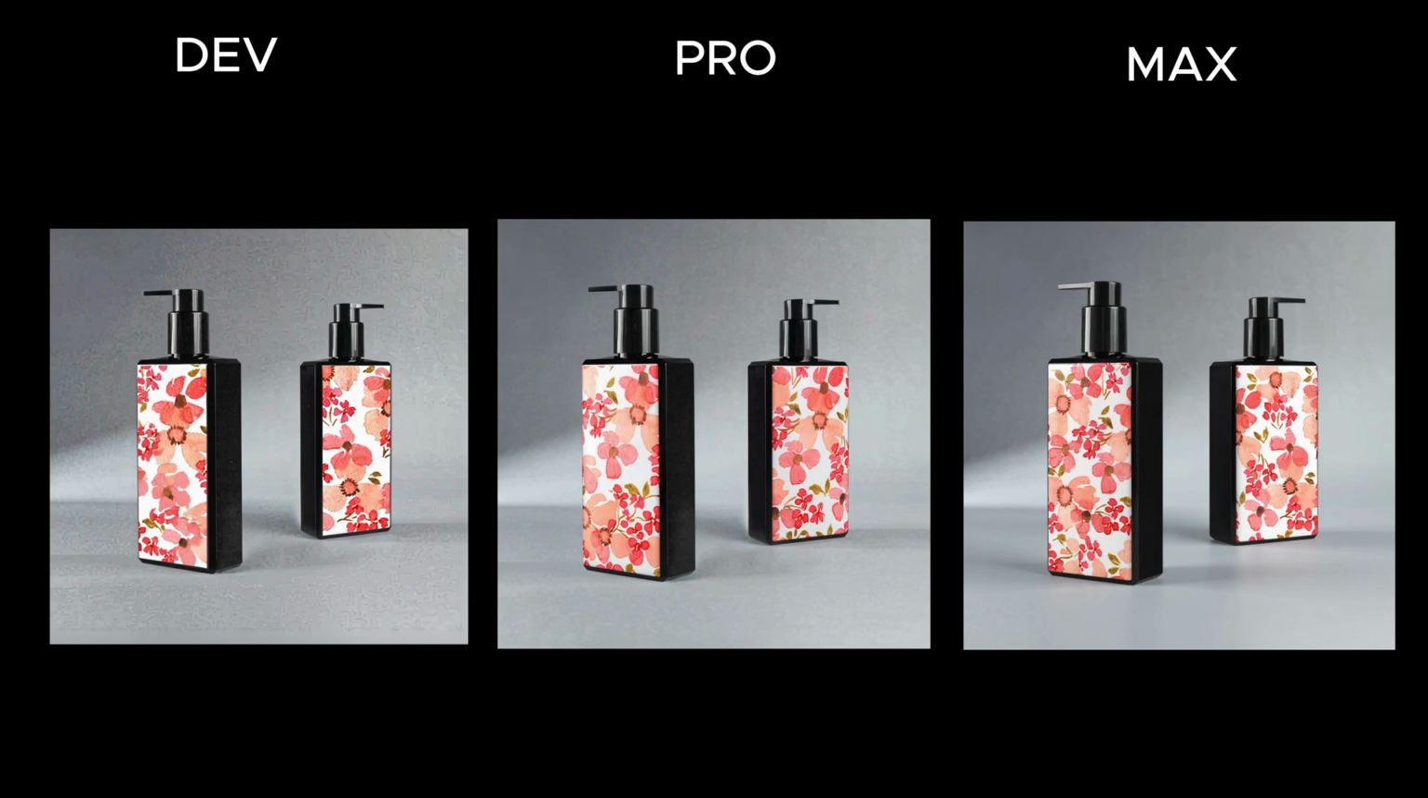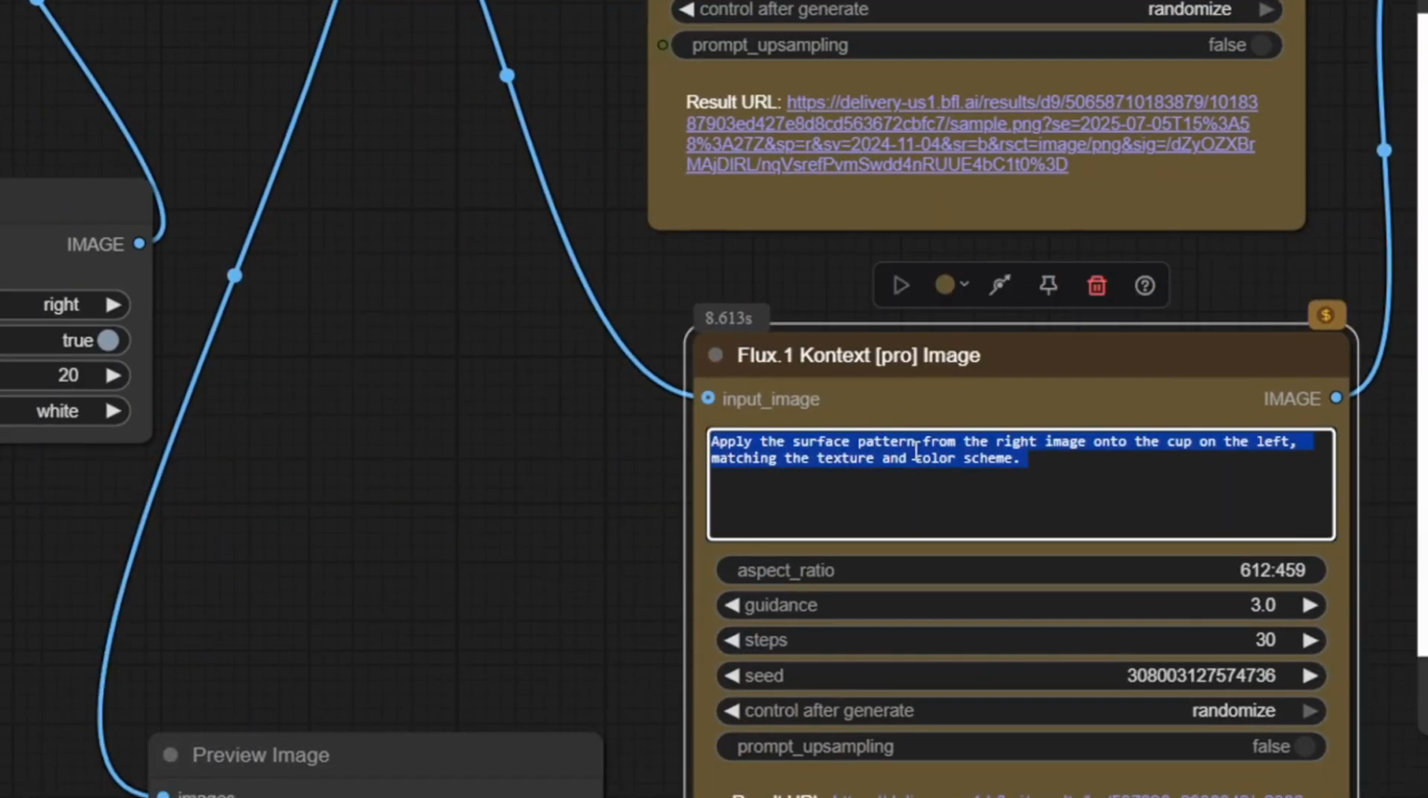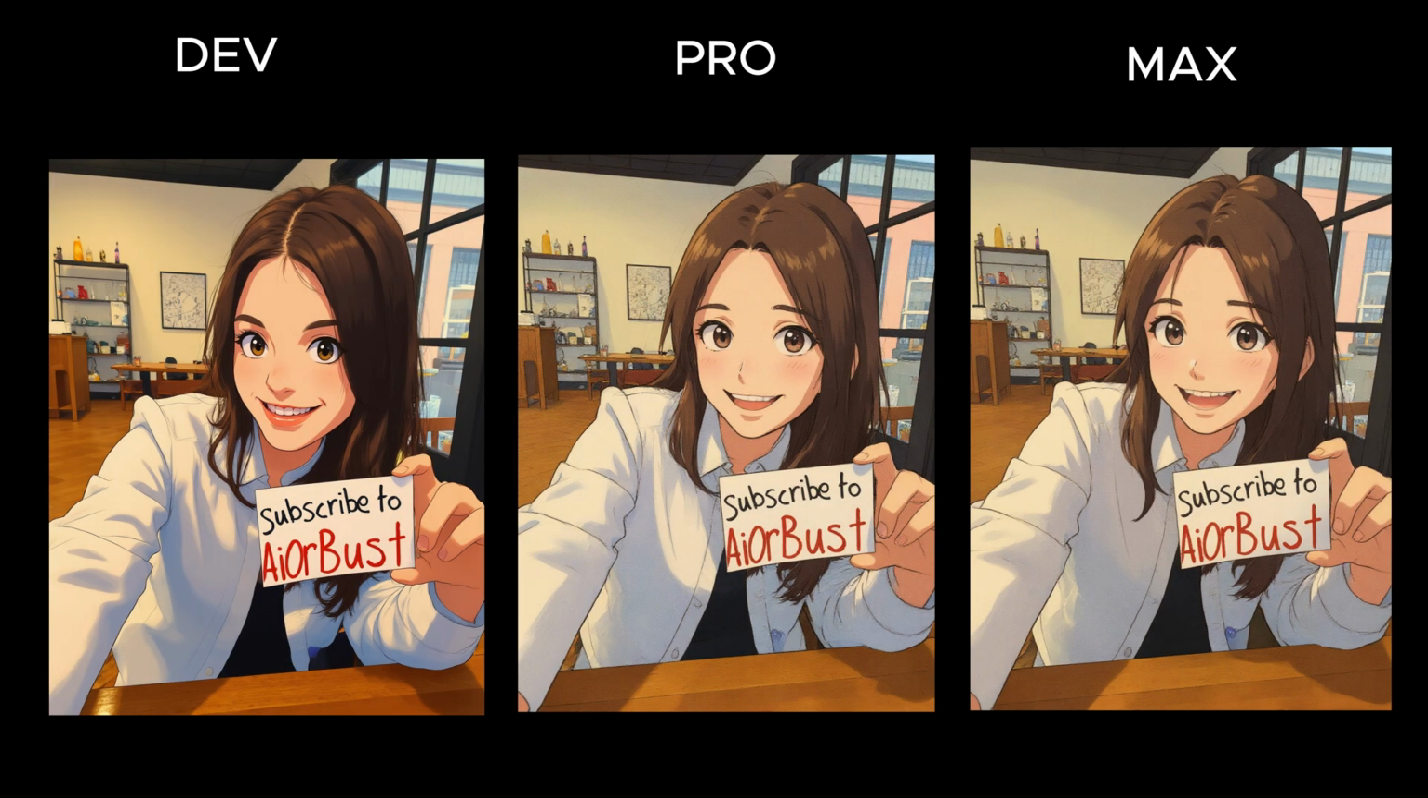I've also tried turning the original realistic image into a Ghibli style with the prompt of "transform the photos into Ghibli style art", and these three results are what I got. It's interesting that the result was very different from the Dev model and the Pro and the Max model. The Pro and the Max model have more of an anime style than what the Dev model produced.